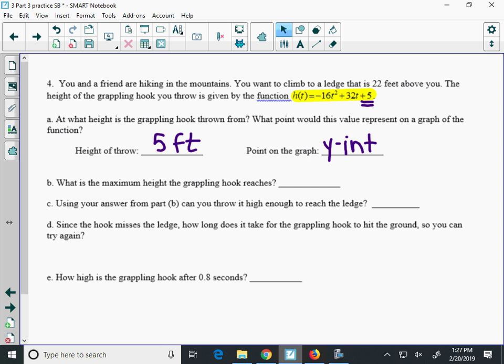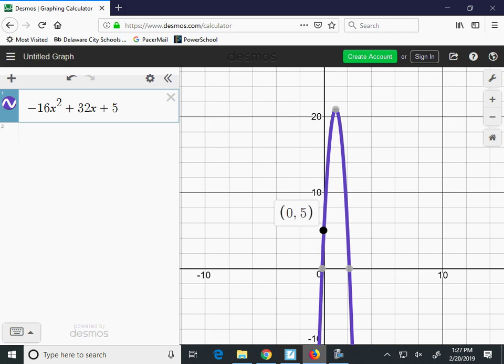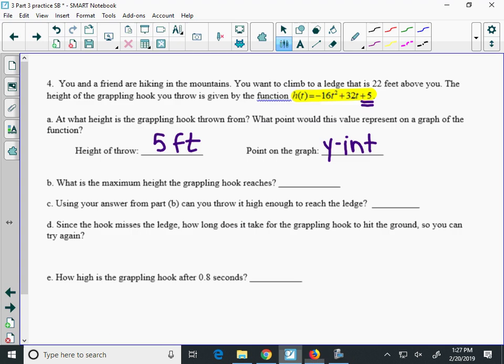What's the maximum height that the grappling hook reaches? We click on the maximum. The height is the y value, which would be 21 feet high. Now the question is, using that answer, can you throw it high enough to reach the ledge? Well, we are told that the ledge is 22 feet high, and we only throw the grappling hook 21 feet. So no, you are not able to throw it high enough.